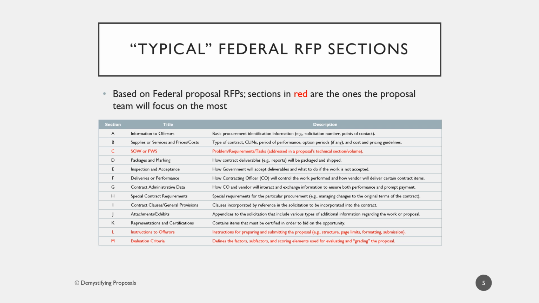Section C, or the statement of work or the performance work statement. Section L, which is the instructions to offerors, sometimes also called proposal instructions. And Section M, the evaluation criteria, or how the proposal will be evaluated by the government.